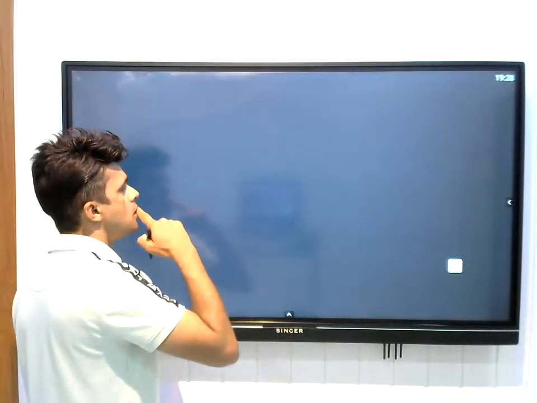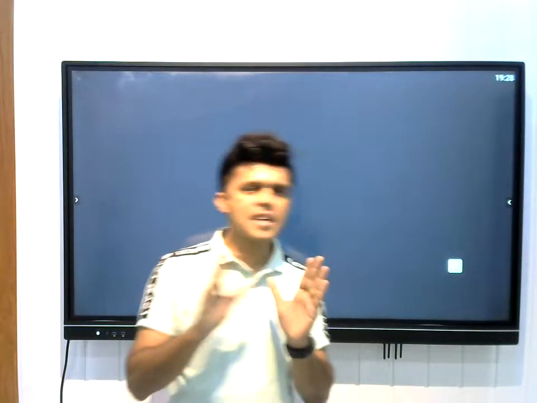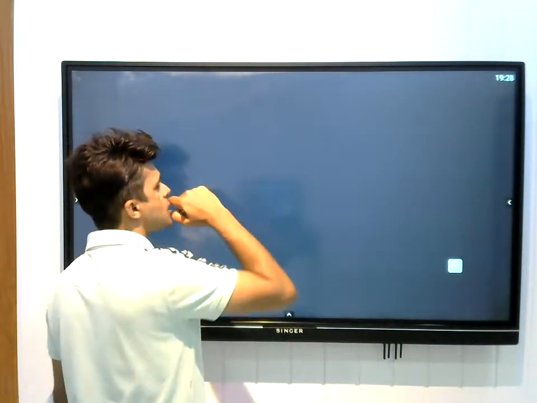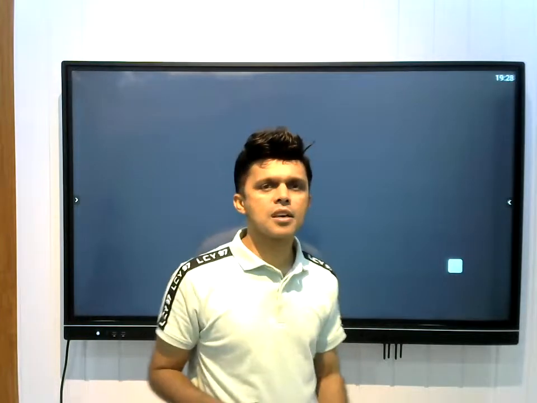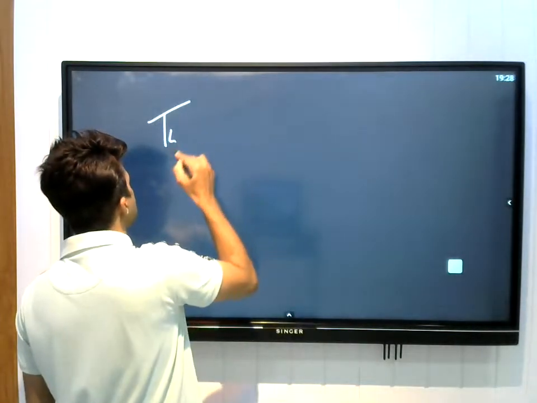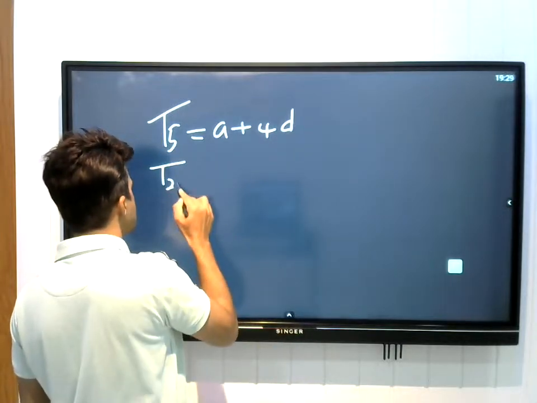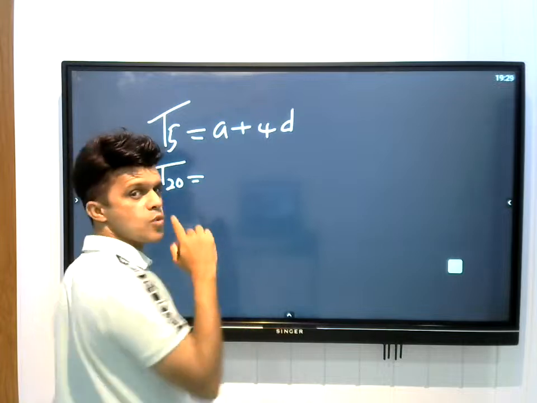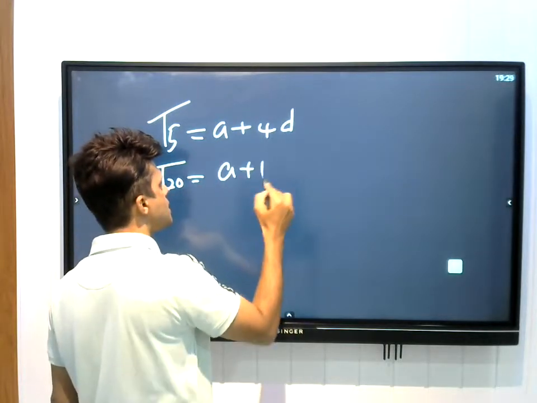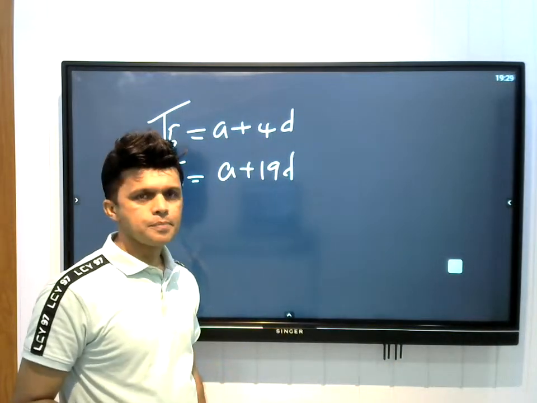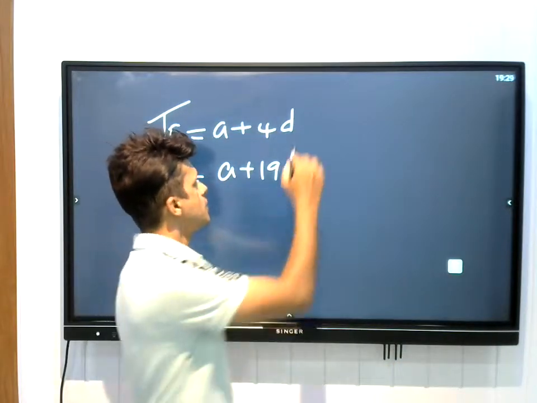Simultaneous equations related to arithmetic progressions. This type of one, just bear in mind. The fifth term of an AP is given. Fifth term means T5 equals A plus 4D. The 20th term is given, that is A plus 19D. We could get that in terms of A and D.